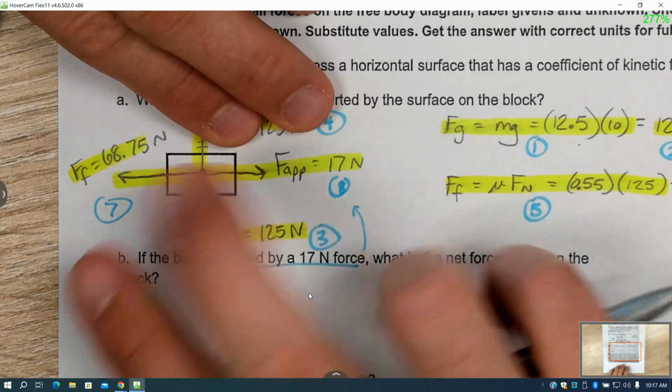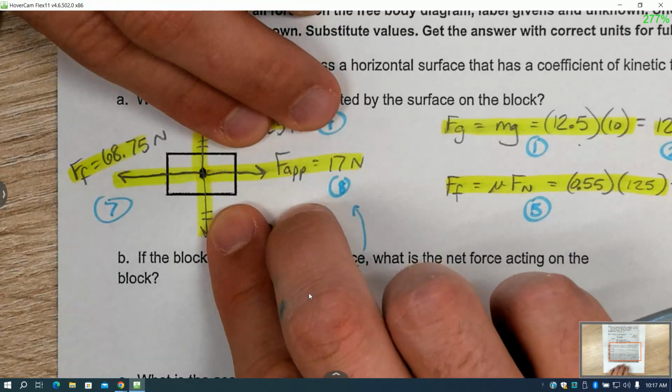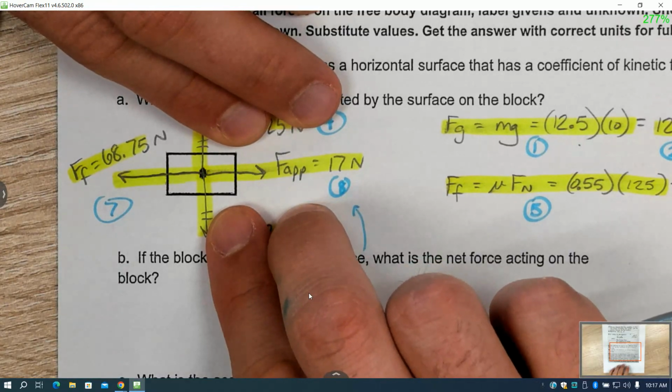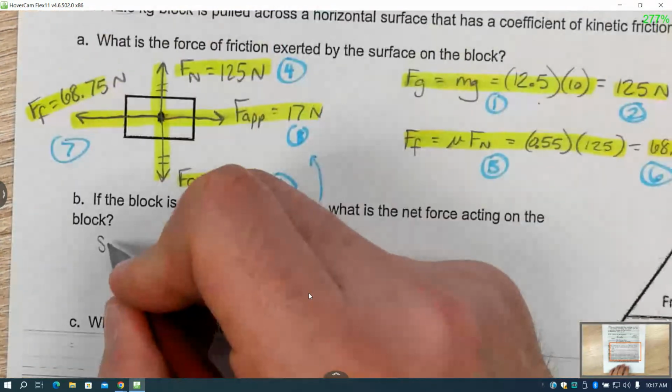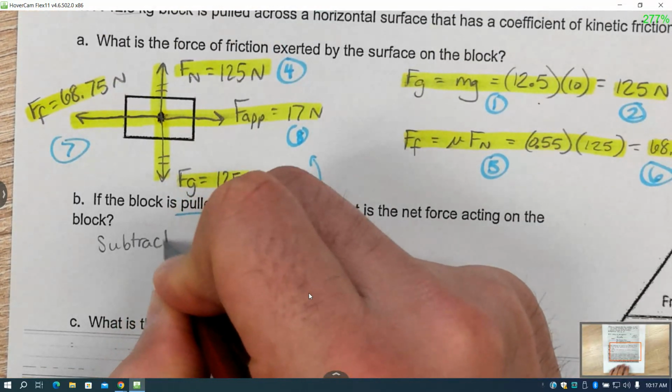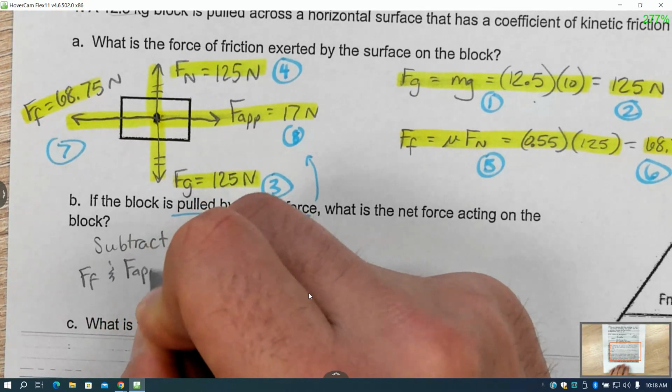And now you have 68.75 to the left, 17 to the right. It becomes like a tug of war problem. So what we do when you have forces in the opposite direction is we subtract. So we are going to subtract friction force and your applied force.